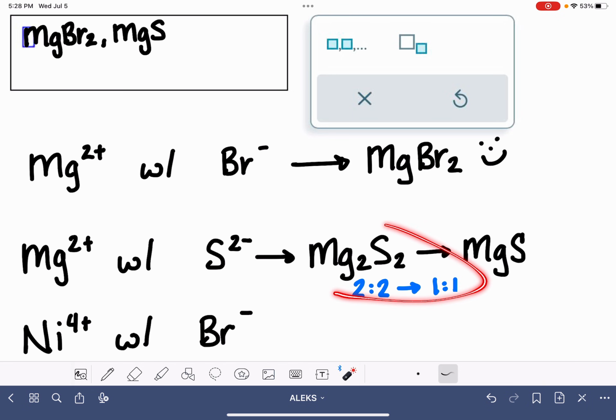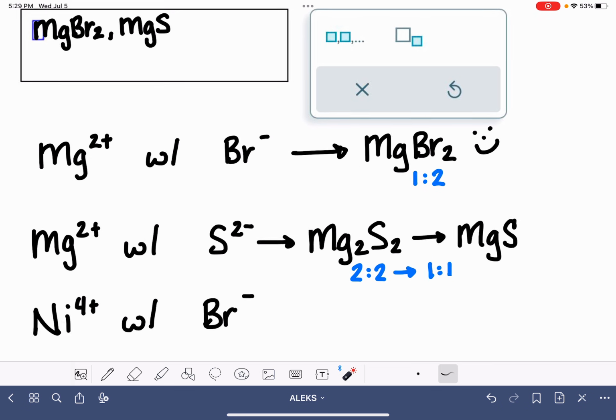Now, this simplification process, we'll practice it again. You'll get another chance to see how it works. We didn't need to use it in this first example. In the first example, the ratio of ions was 1 to 2, and there isn't anything simpler than that. If either of these numbers is a 1, then the formula is as simple as it could possibly be.